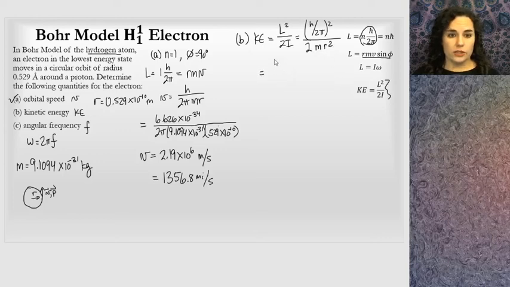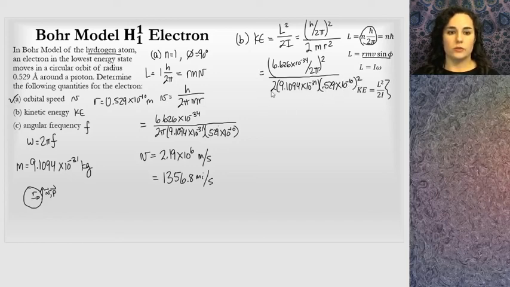I can plug these values in, 6.626 times 10 to the negative 34th divided by 2 pi, that whole quantity squared, divided by 2 times the mass of the electron, 9.1094 times 10 to the negative 31st, times the radius squared, 0.529 times 10 to the negative 10th quantity squared. When I run that through my calculator, I get a kinetic energy equal to 2.1813 times 10 to the negative 18th joules.